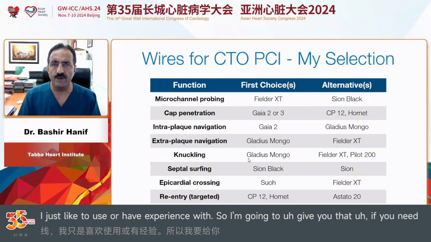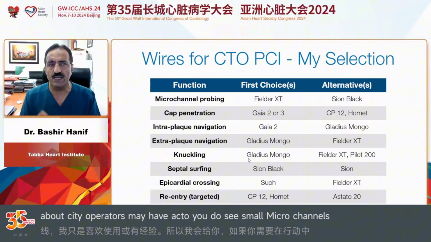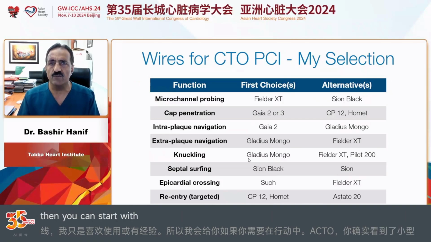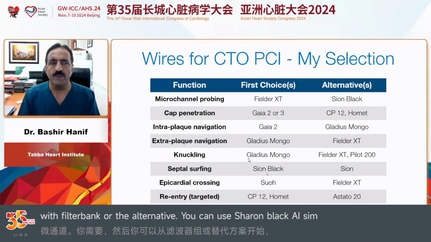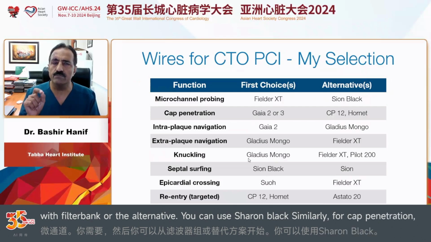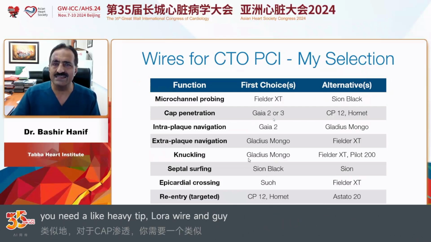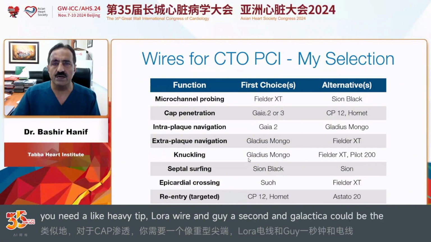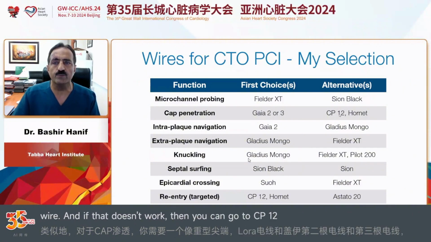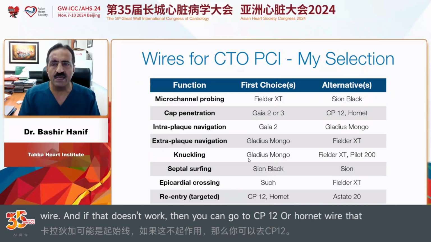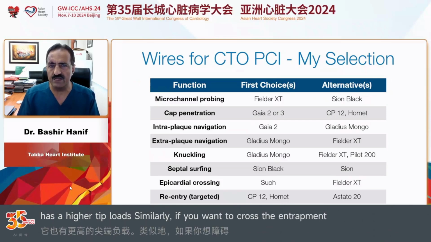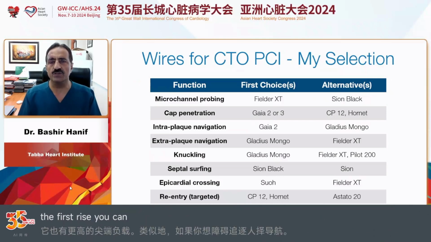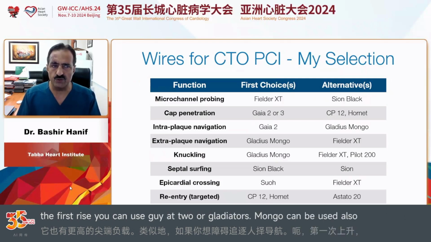If in a CTO you do see small micro channels and you need to probe and cross those micro channels, then you can start with Fielder XT, or the alternative you can use Xeon Black. Similarly, for cap penetration, you need a heavy tip load wire, and Gaia Second and Gaia Third could be the starting wire. And if that doesn't work, then you can go to CP12 or Hornet wire that again has a higher tip load. Similarly, if you want to cross the intra-plaque navigation, the first choice you can use Gaia 2 or Gladius Mongo can be used also.